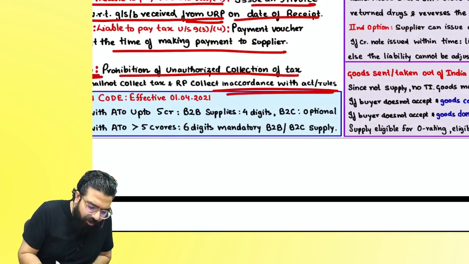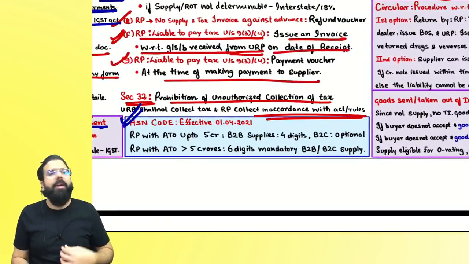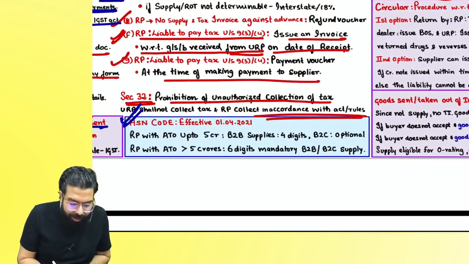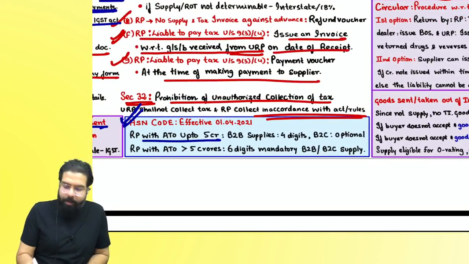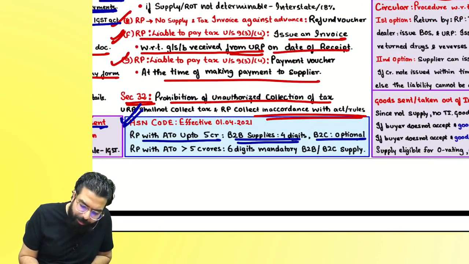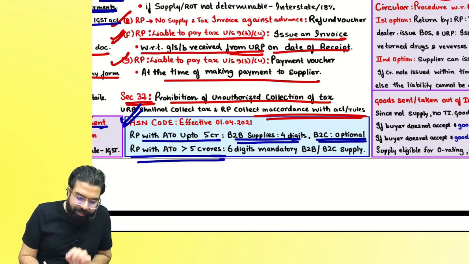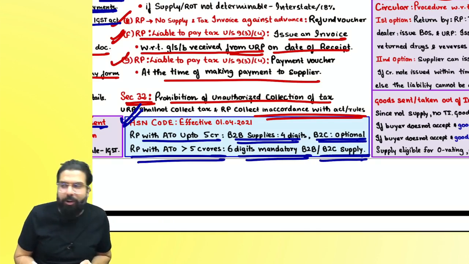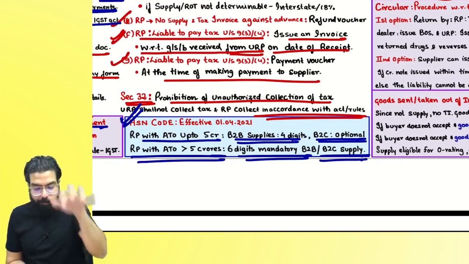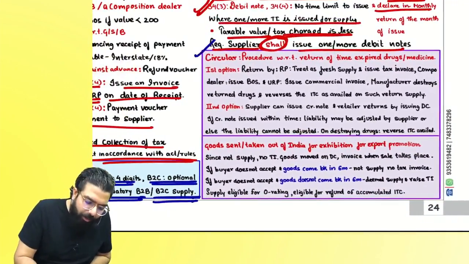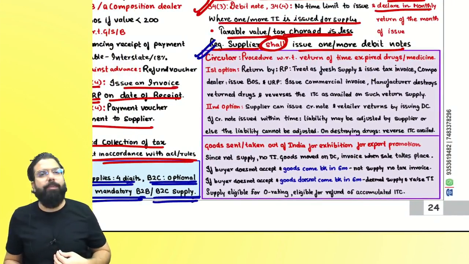Sir, how many digits of the HSN code are required in an invoice? Always remember, if your aggregate turnover is up to 5 crore, in case of B2B supplies, 4 digits are required, and for B2C it is optional. But if your turnover is greater than 5 crore, 6 digits are mandatory, whether you are doing B2B supplies or B2C supplies. Then the government gave one more circular with respect to what?